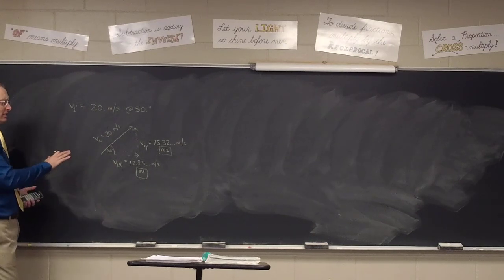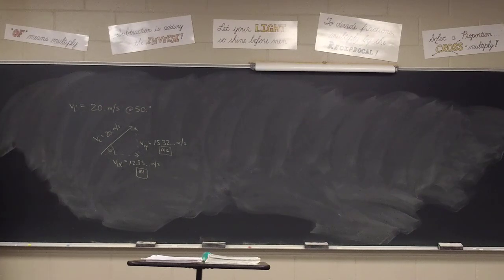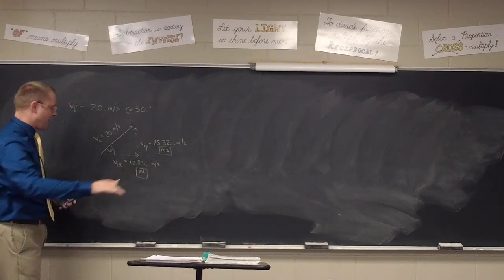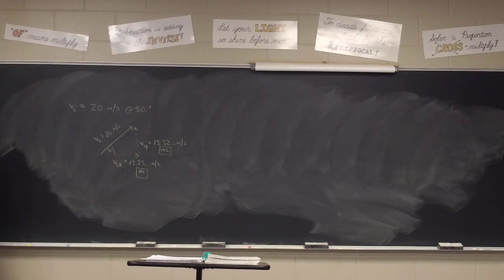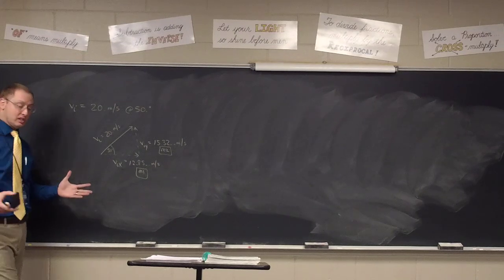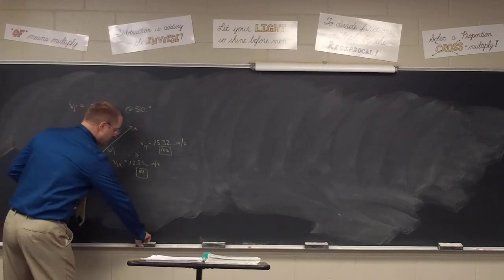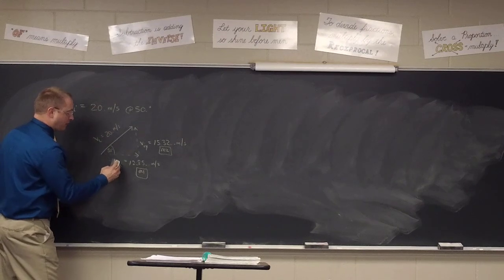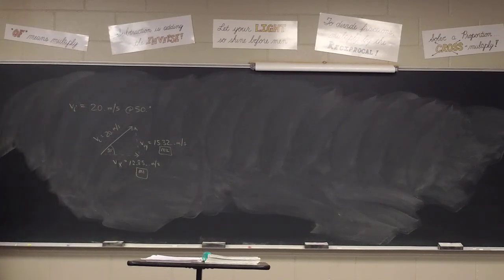All right, let's think about the x. What do I know about the x? It starts going forward at 12.85 meters per second. Then what happens to its forward movement? Nothing changes, right? If we're ignoring air resistance, nothing's going to change. So this initial velocity in the x is also the final, is also the average. It's just the velocity in the x.